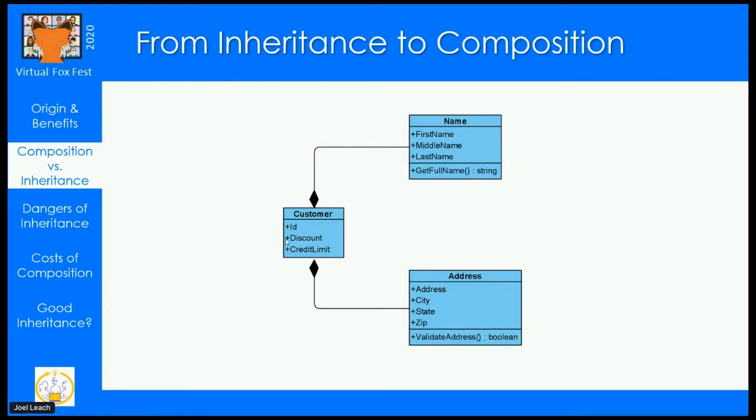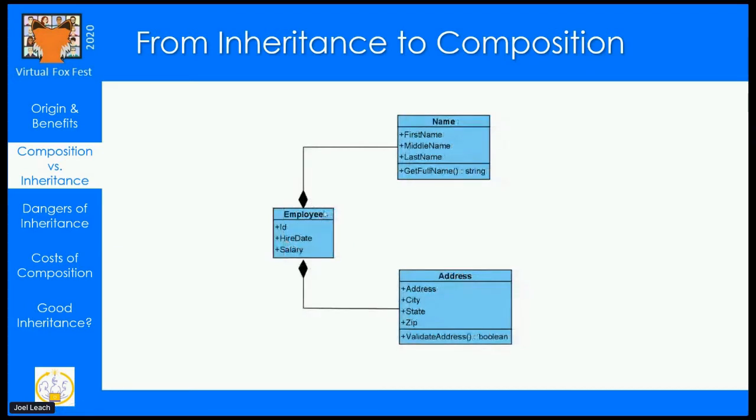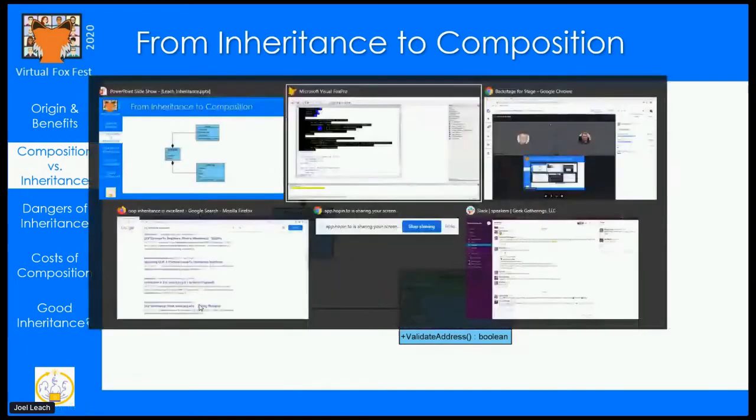And we can do the same thing with employee, right? These are the same two classes, the same code as before, but we're using them with the employee class as well. So by doing this, we have successfully reused the name and address functionality via composition rather than inheritance. So let's see how the code looks for that now.